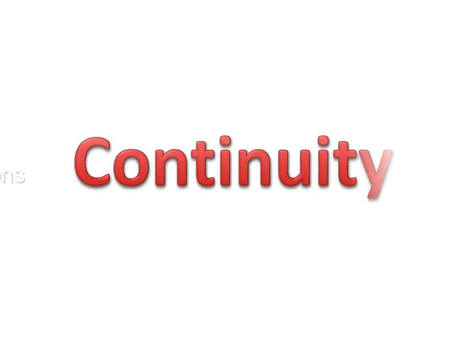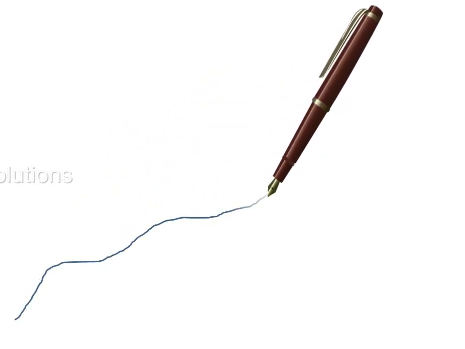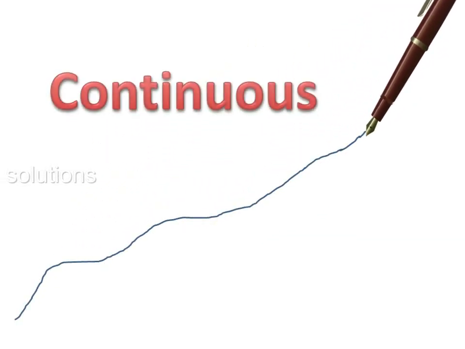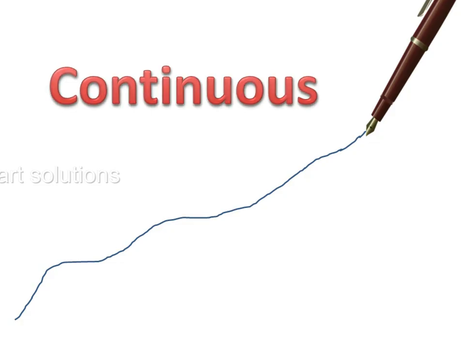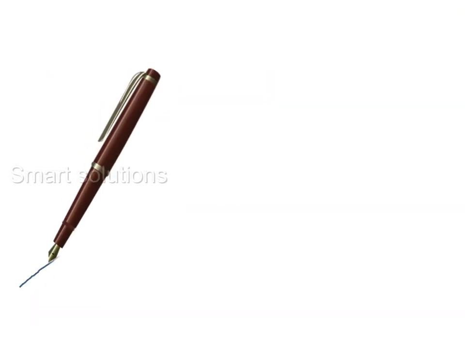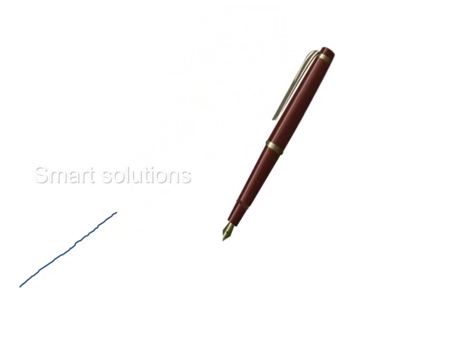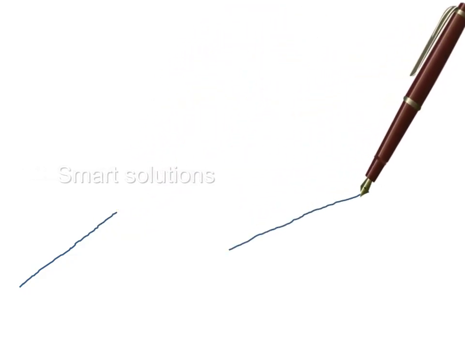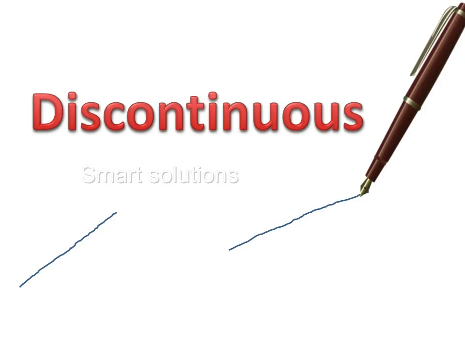Continuity. A line drawn without lifting the pen from the plane is continuous. If we lift the pen while drawing, then the line becomes discontinuous.